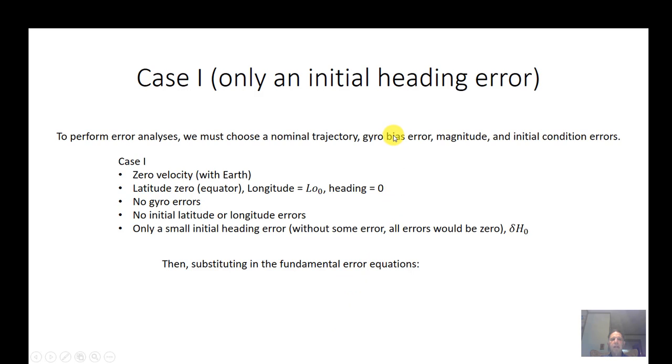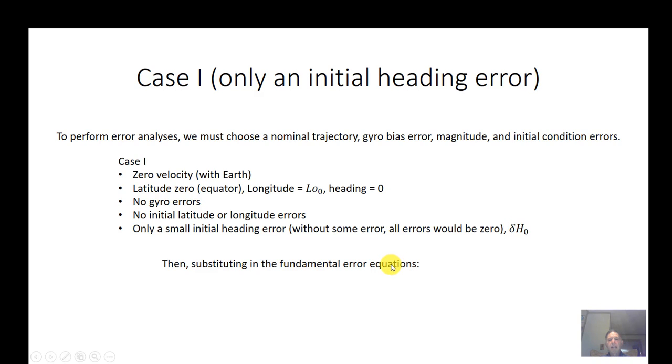The first case that we'll consider is a nominal trajectory that has 0 velocity with respect to the Earth, a latitude of 0, that is at the equator, a heading of 0, no gyro errors, no initial latitude or longitude errors, and we need some error, otherwise we would have no errors at all. So we're going to consider only an initial heading error of delta H sub 0. The sub 0 represents the error in heading at time equals 0.